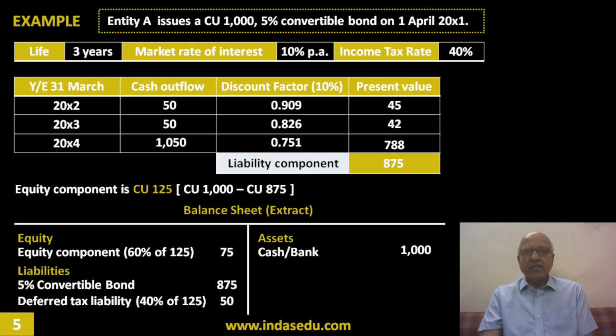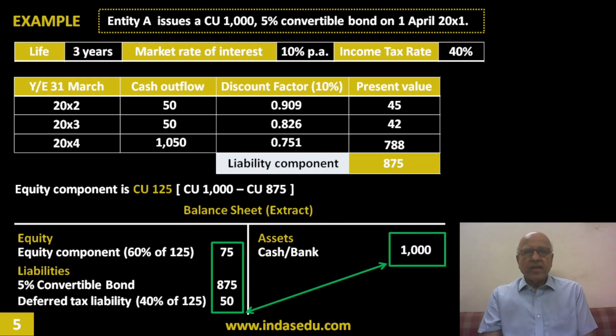Right hand side, you see cash we have received. Now the aggregate is this. So I repeat, 1000 rupees you have received for issuing this convertible bond. We have worked out liability component 875. Balance 125 we have to allocate. What is net of tax? That is 75, 60% of 125, and the remaining amount is the deferred tax liability, 40% of 125, that is 50.